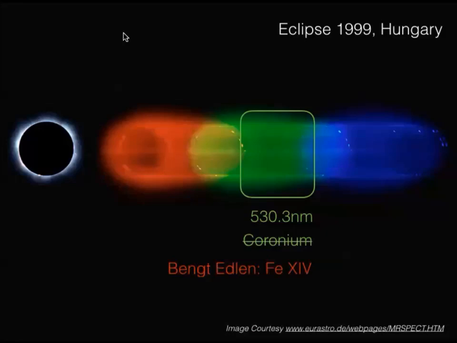So this again gave proof that the corona is very hot and that there is not such an element as coronium that we still have to learn about.